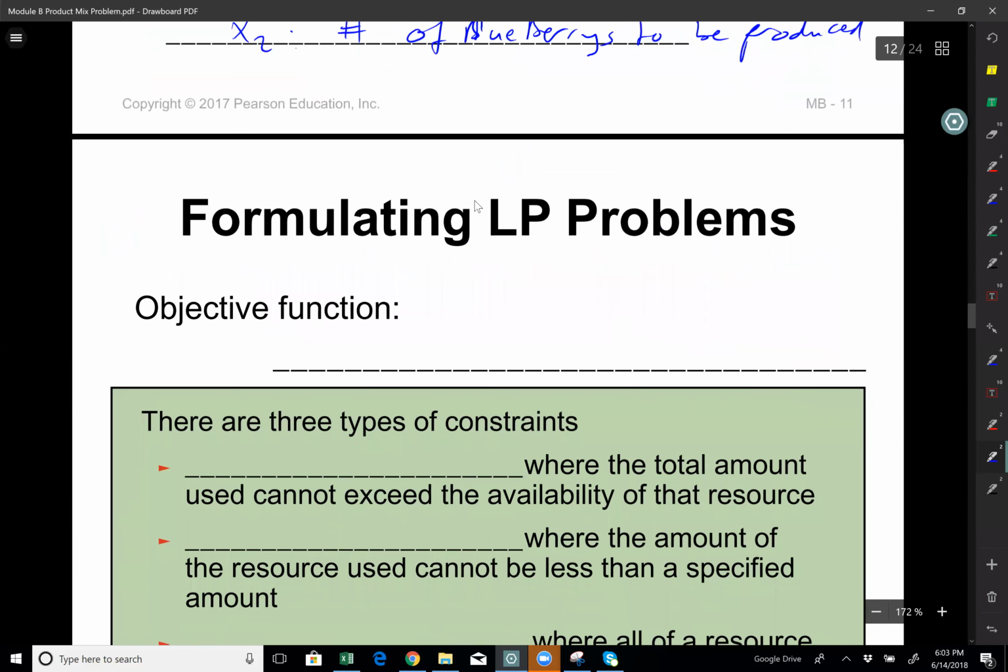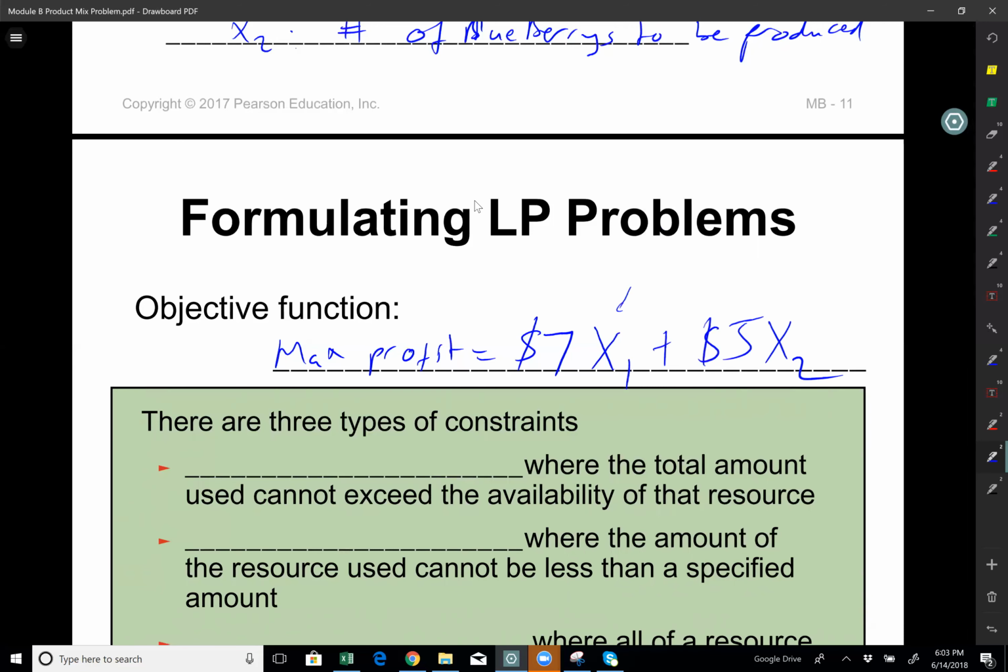So my objective function, we said, is maximize profit, but it's not enough to just say maximize profit. We should measure the profit. In this case, every XPod that I produce, I make $7. So 7 times x1, my decision variable again, plus $5 profit margin for the blueberries, where the number of blueberries produced is x2. This is my objective function value.